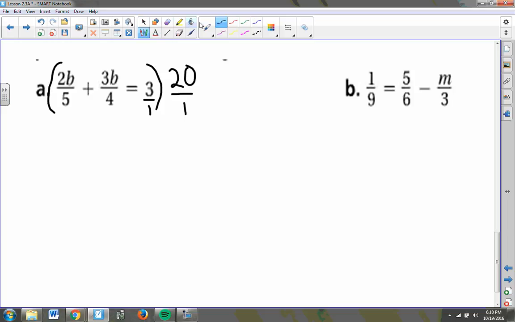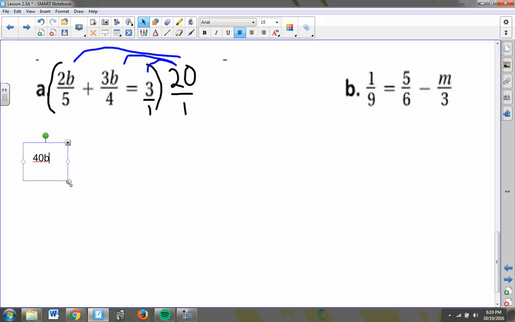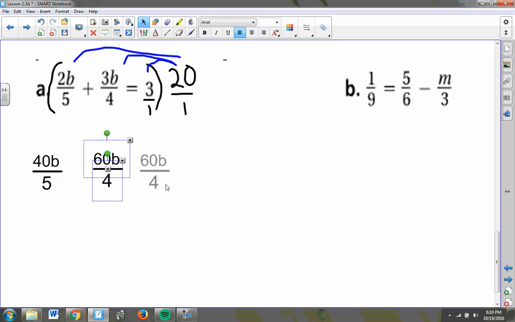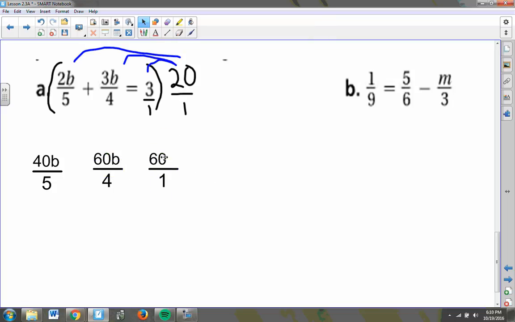What this ends up being when I distribute that 20 to every piece, to the 2b, the 3b, and the 3, it ends up being 40b over the 5. The next fraction ends up as 20 times 3b is 60b over 4 on the bottom. And then the last fraction is 3 times 20, which is 60, over 1 times 1, which is 1. Okay, so equal sign here, minus sign there.